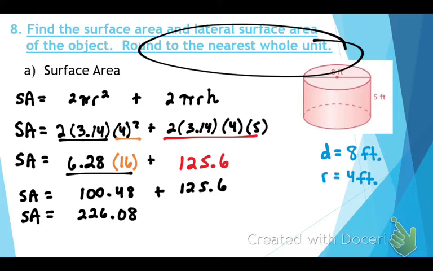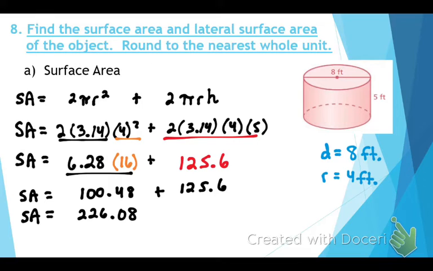Now, it does ask us, if you go back up here, to round to the nearest whole unit. Kaylin, when you round that to the nearest whole unit, what do you get? 227. Not 227. Okay, here's the deal. This is our whole number, and it's just asking if this one right there is 5 or bigger. Because it's not 5 or bigger, it's not going to be 227. What would it be? 226. Okay, and then we've got feet squared.